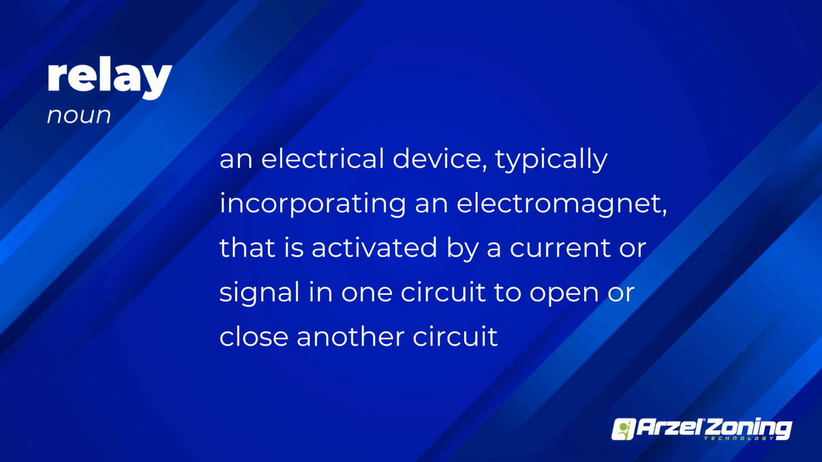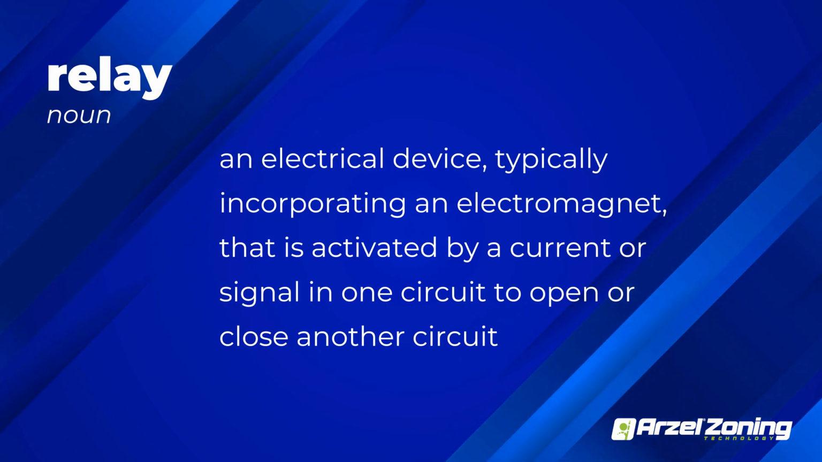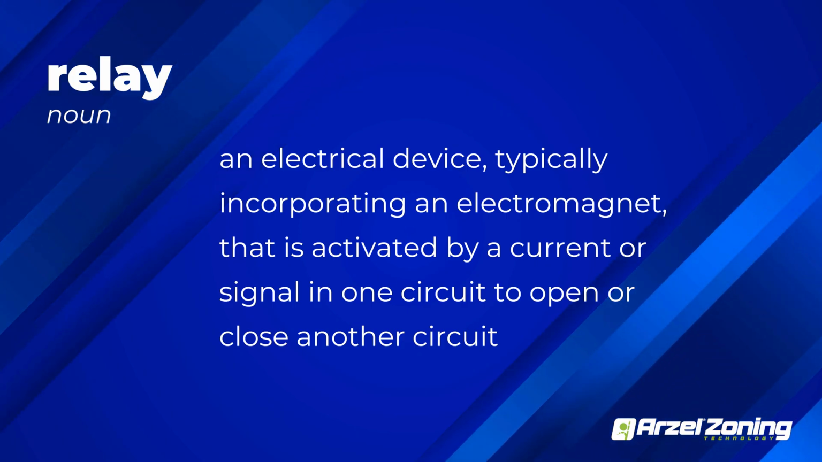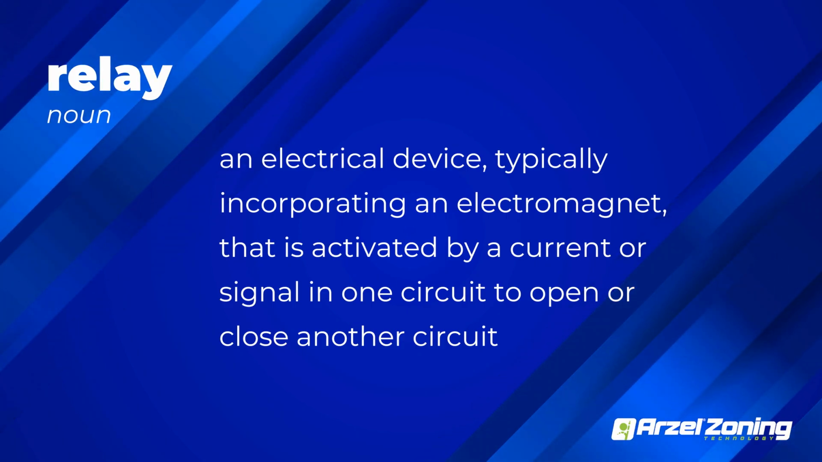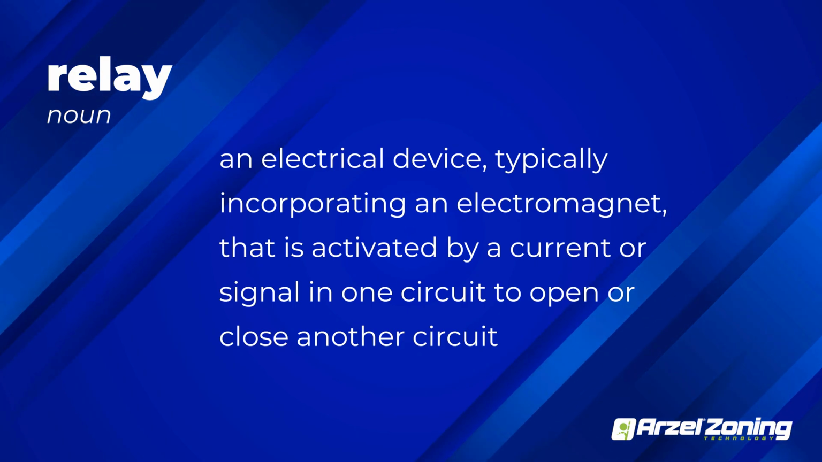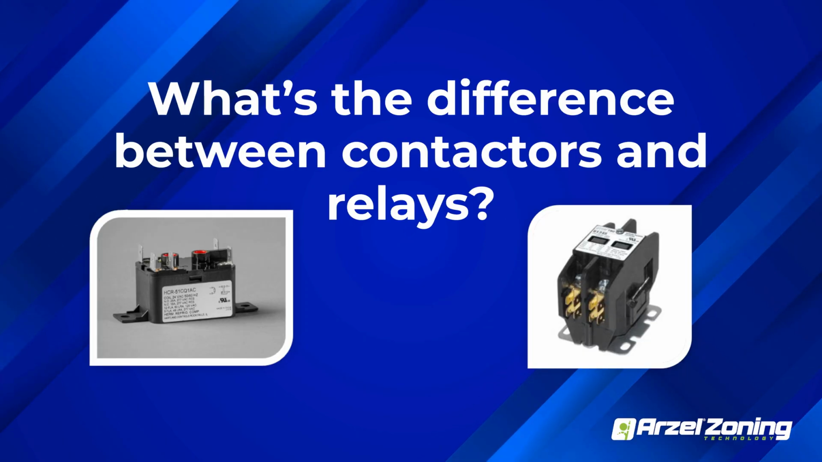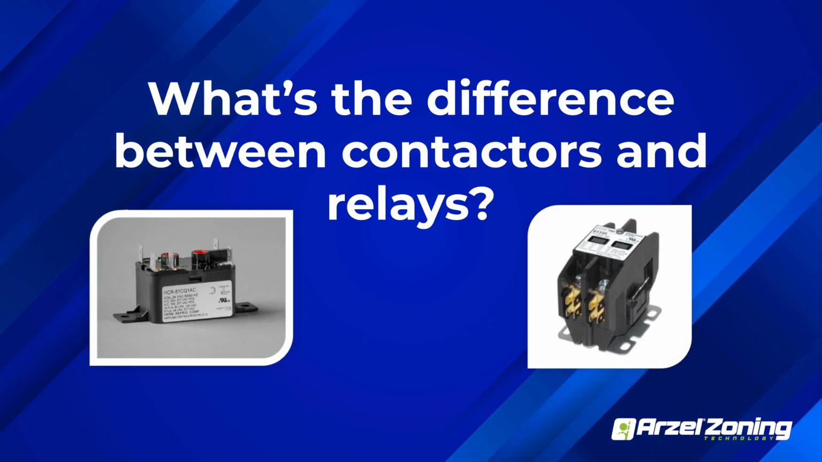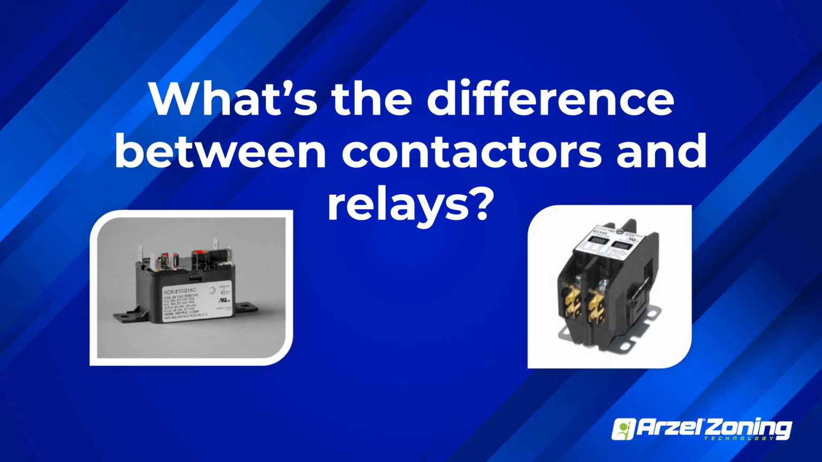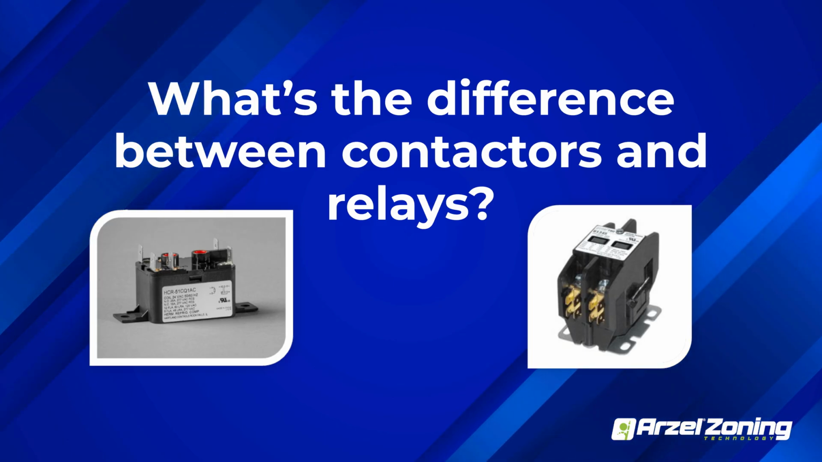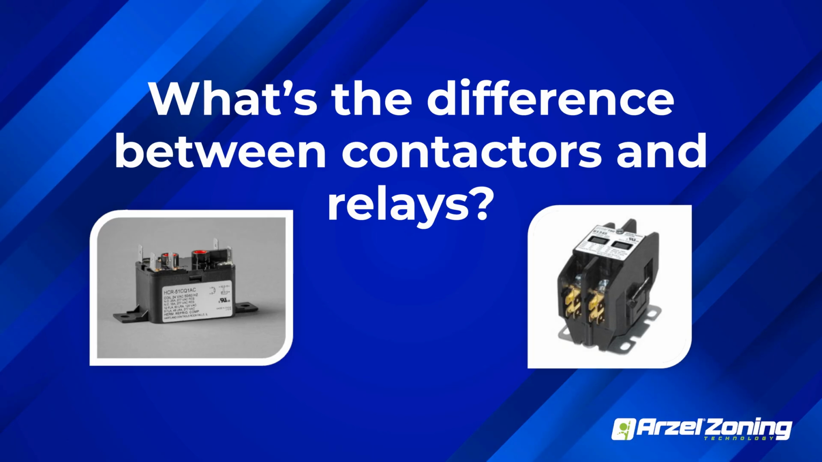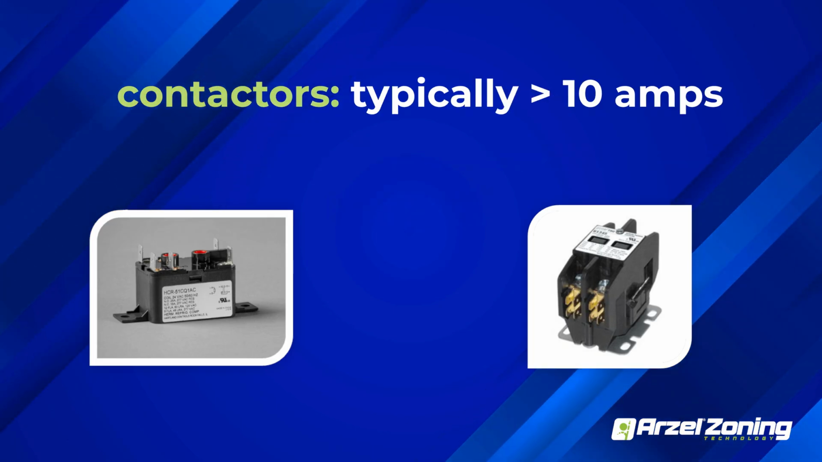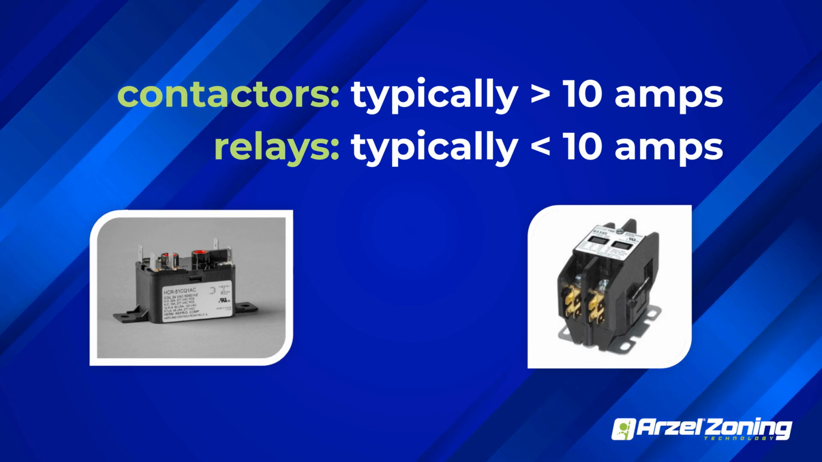A relay is an electrical device that incorporates an electromagnet activating a switching signal that allows the path of electricity to flow. So it provides isolation, it provides control. What's the difference between a contactor and a relay? For what we do in the HVAC industry, the only difference really between a contactor and a relay is the amount of current it's designed to handle. The contactor is typically designed for greater than 10 amps. The relay is typically designed for less than 10 amps.